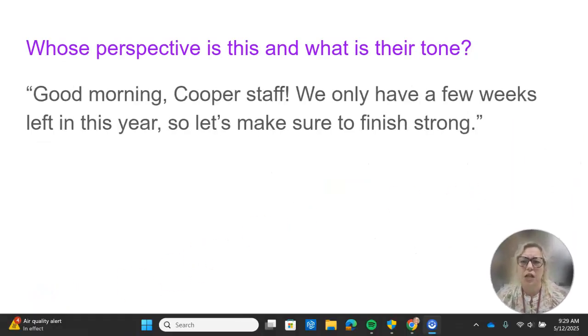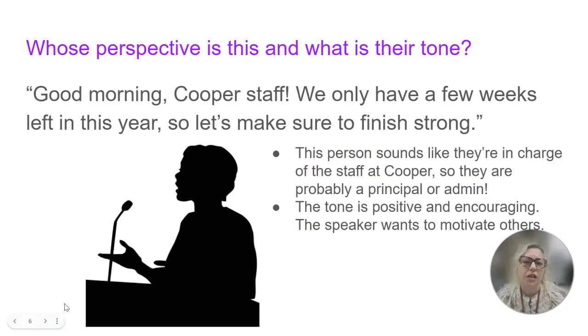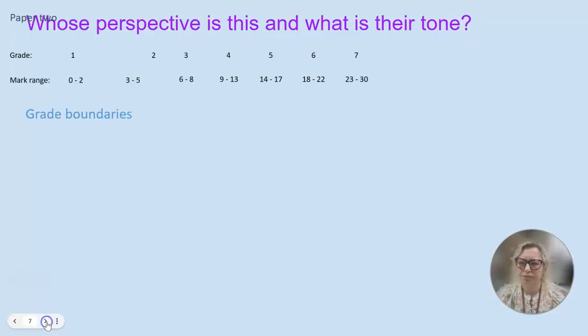How about this last one? Good morning, Cooper staff. We only have a few weeks left in this year, so let's make sure to finish strong. Who's that? Well, it's probably administration, because it sounds like they're in charge of the staff. And their tone is positive and encouraging. Finish strong. The speaker wants to motivate others.